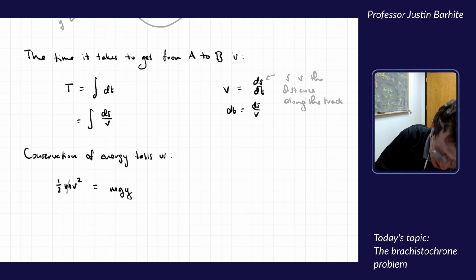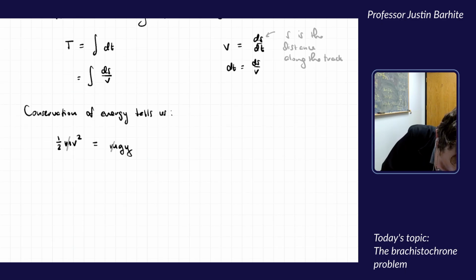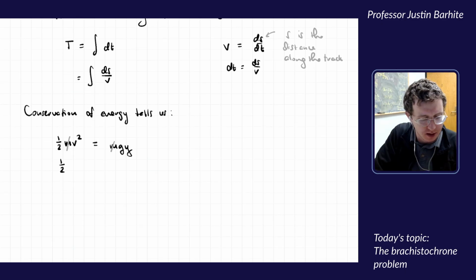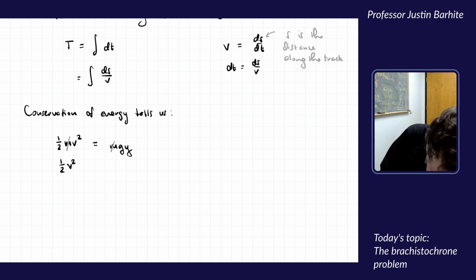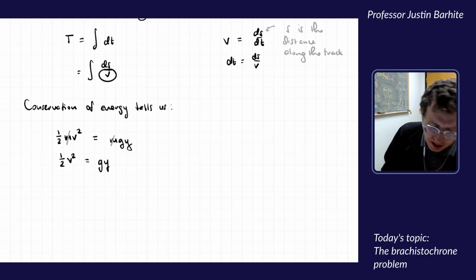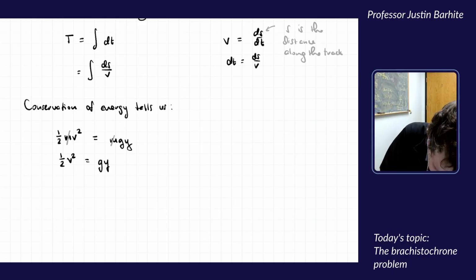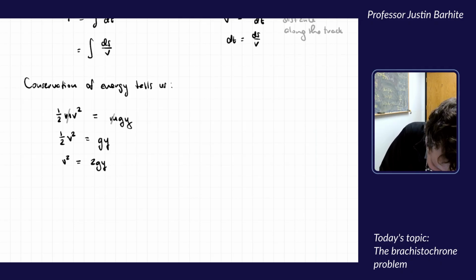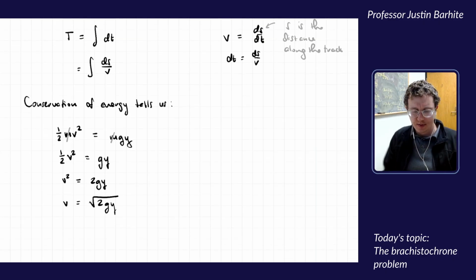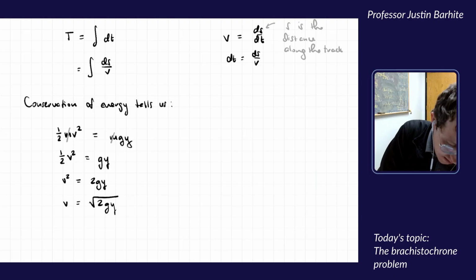Now, in this equation, I can cancel out the m's on both sides, so the mass of the marble doesn't matter. And I just have 1/2 v squared equals g times y. I'm going to solve this for v so that I can replace that v up in the integral with this expression. So I'll multiply both sides by 2, and then I'll take a square root. So v is the square root of 2gy. So that handles the v.